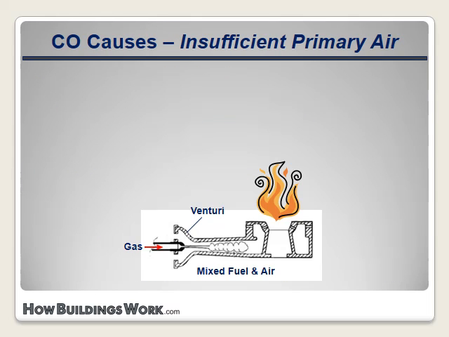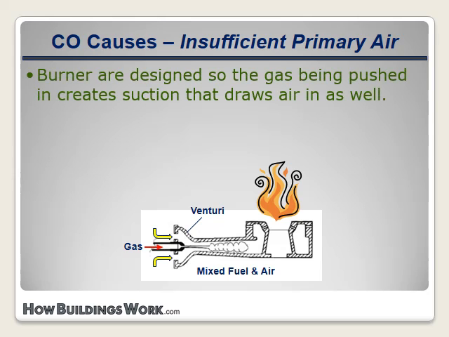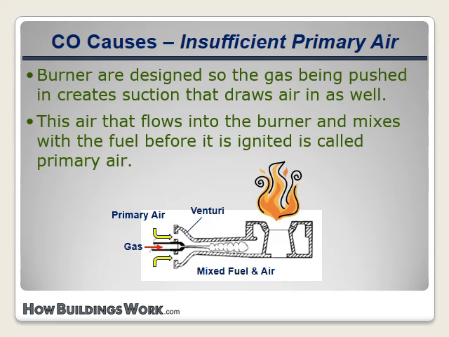If the fuel flow rate is correct, it's still possible to have a rich mixture if there's not an adequate supply of air to the burner. Burners are designed to draw in air at the same time that the fuel flows through them. And this air that mixes with the fuel before it's ignited is called primary air. If the flow of primary air is somehow restricted, carbon monoxide can be generated.